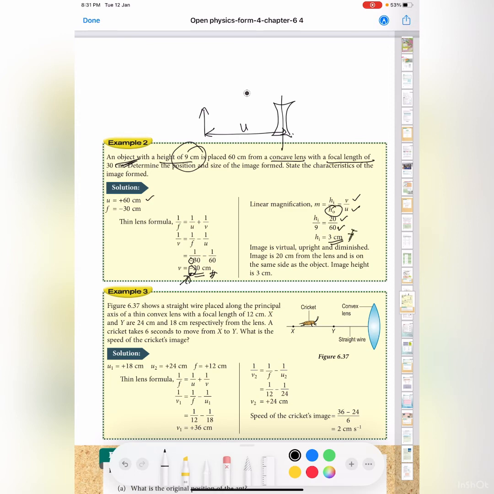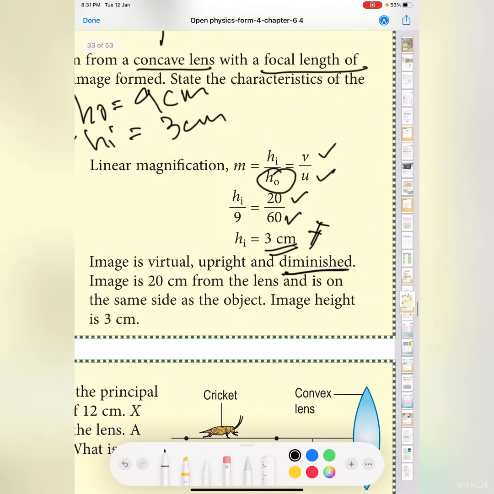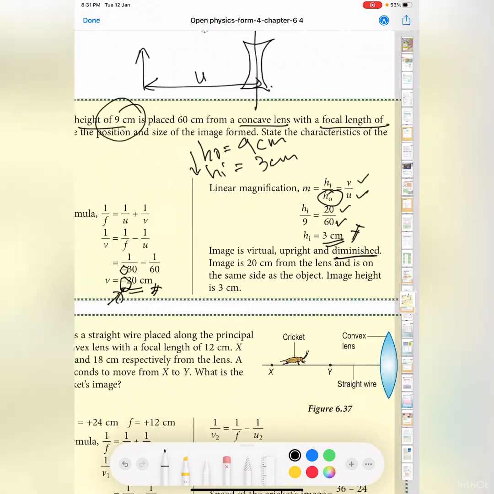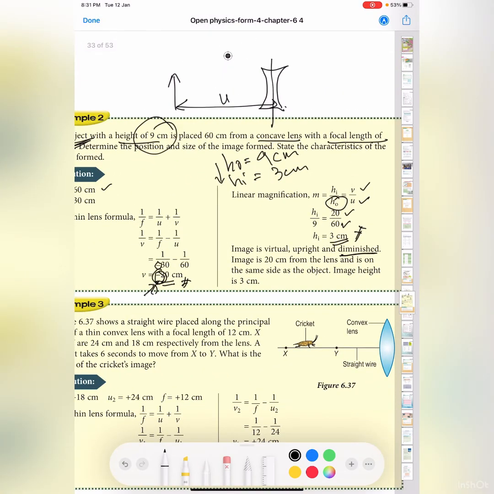The original height of the object is 9 cm, and now your image is 3 cm. It shows that it's shrinking. It doesn't become larger, but smaller. That's why in the solution it says it is diminished. So the image is virtual. How do you know it's virtual? Because of the negative value calculated in the earlier part.